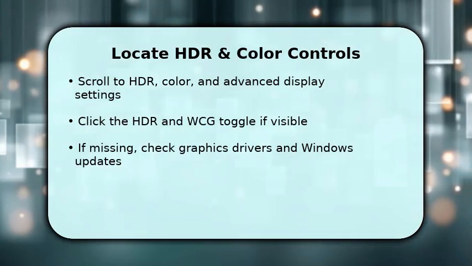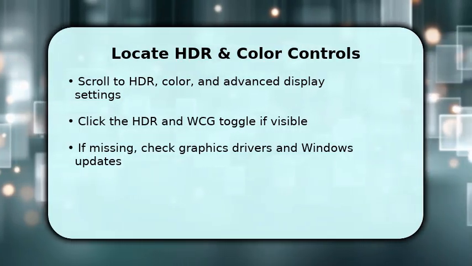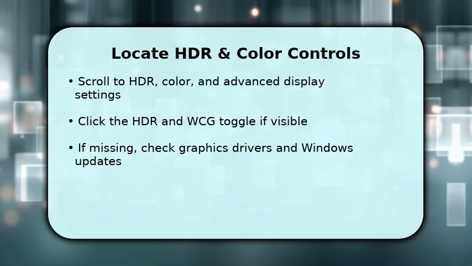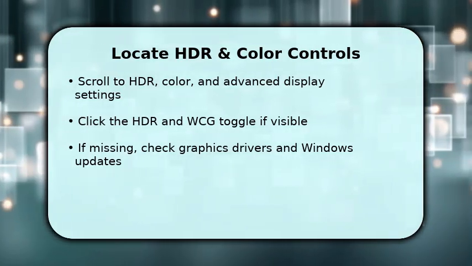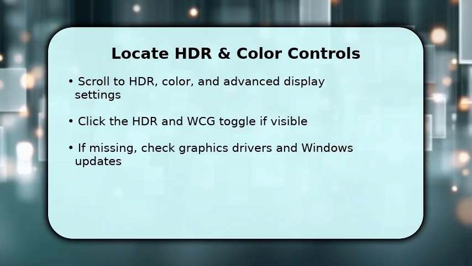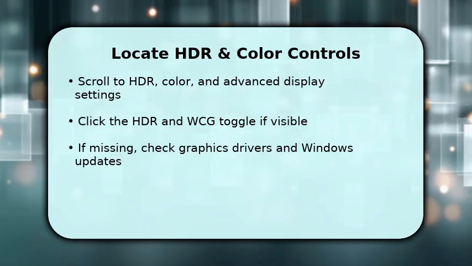Once done, scroll to HDR and color settings under Display so you can access the Auto HDR toggle. You will see an HDR and WCG section. Click its settings or the link to Advanced Display. If Auto HDR appears here, toggle it off to disable automatic enhancement of SDR content.